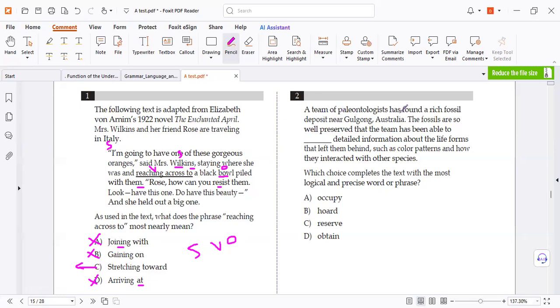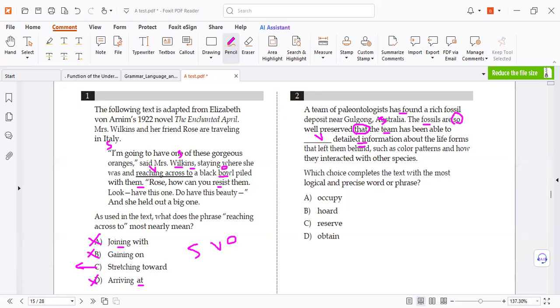A team has found the fossils, so well, look, so that is a conjunction, cause and effect relation. Do you remember? Cause and effect relation. So that. So the fossils are well preserved. What is the consequence? The team has been able to do what? So the team is the subject. We need a verb: to do what to the detailed information about the life forms. So to occupy information, to keep it secret, to occupy, as you know. How? It does not make sense. No. That is what I need from you. If you make it like that, it will be very easy.